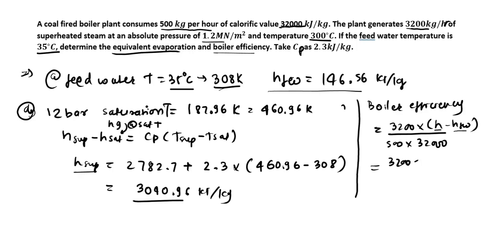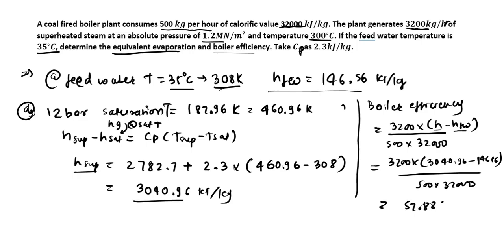We have 3200 into H, 3040.96, minus H feed water, which is 146.56, divided by 500 into 32,000. If you calculate this, you will get the answer as 57.88%.